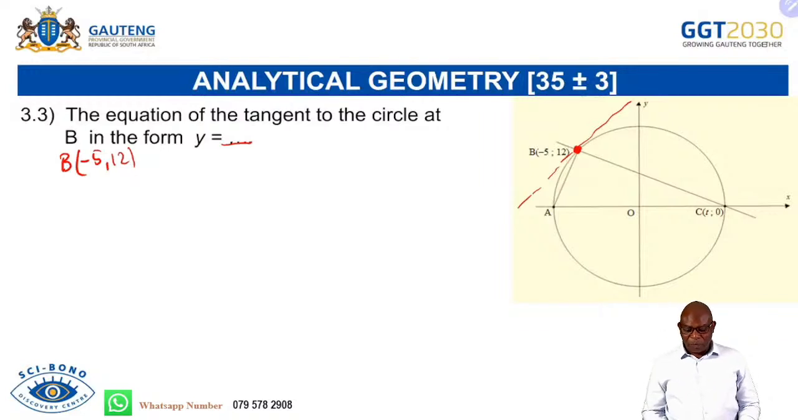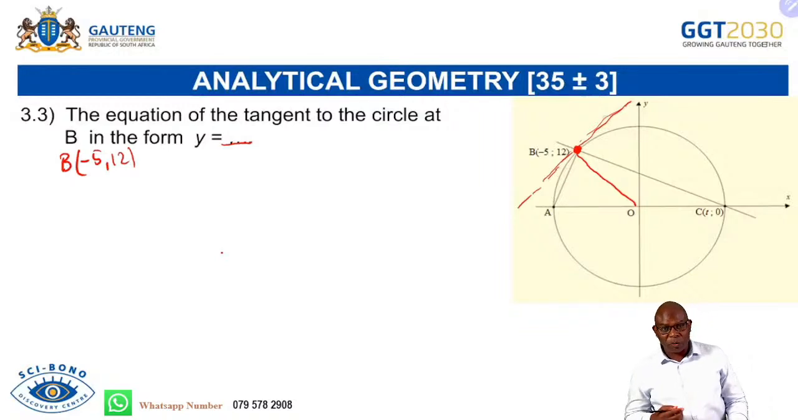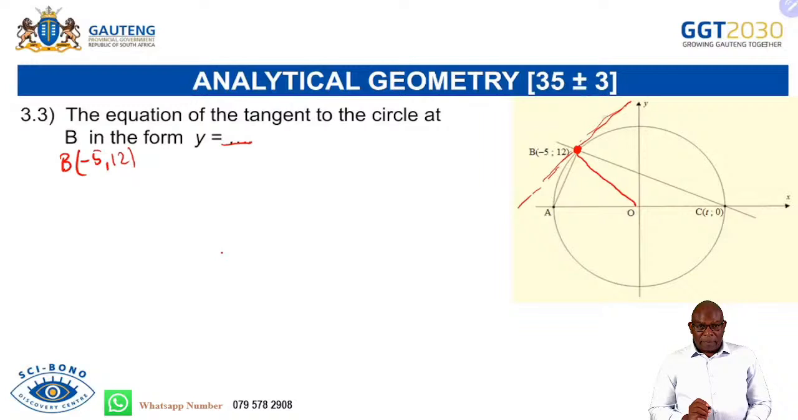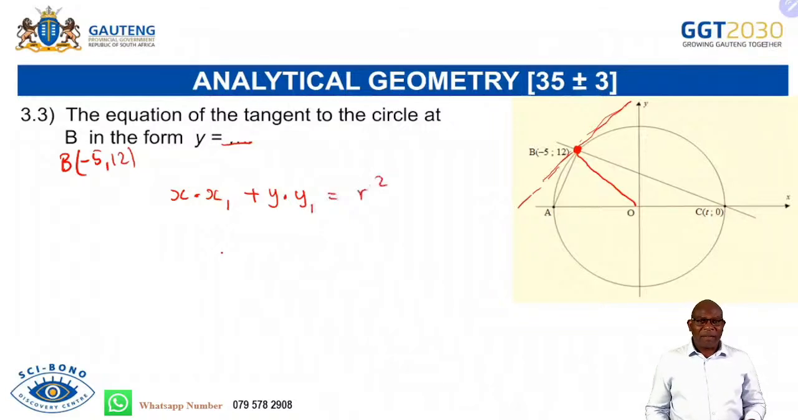One of the formulas that we know: first we must get the gradient of that line, then change that gradient to get the gradient of the tangent, and then use the formula to get a point. But I'm going to give you an easy one now. Please write it down. It will be x multiplied by x1, plus y multiplied by y1 equals r squared. I know some of your teachers love this method because it is quite easy.